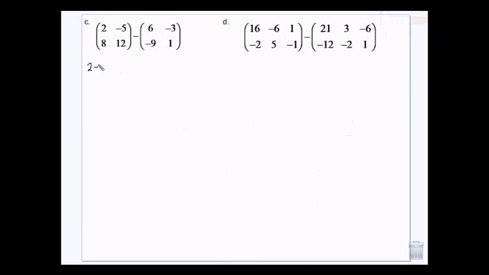If we subtract these, I have 2 minus 6, negative 5 minus negative 3, 8 minus negative 9, and 12 minus 1. So that gives me negative 4. Minus a negative is a positive, so that's negative 5 plus 3, so that's negative 2. Minus a negative again is a positive, so that's 8 plus 9, so that's 17 and 11.